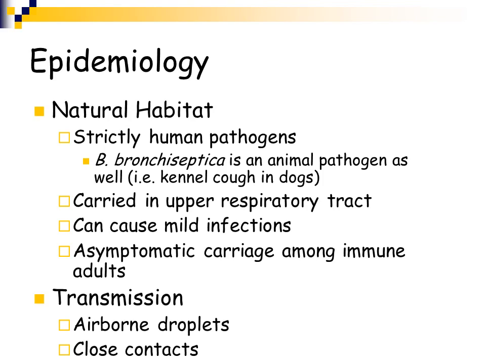So, strictly human pathogen carried in the upper respiratory tract can lead to mild infections, and you can have asymptomatic carriage among adults that are immune. Transmission is usually airborne droplets through the coughing, and usually that's with people that are in close contact with an infected individual.